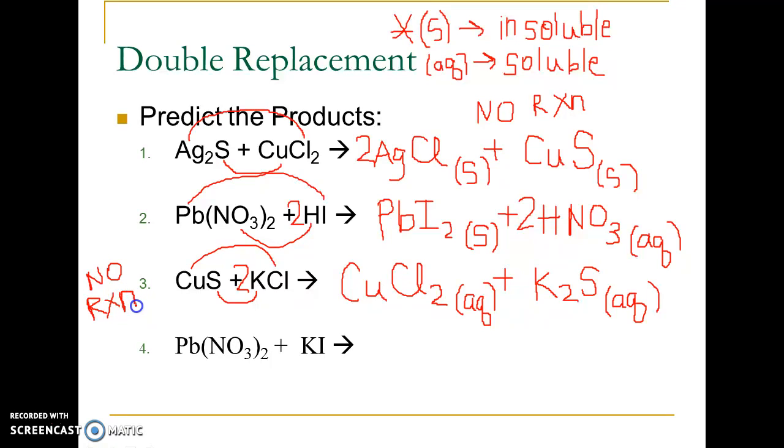I want you to do number 4. And when you do number 4, I want you to email me your answers. So predict your product, balance the equation, and then determine what is the aqueous product and which one is the solid product using your solubility rules. Email me with your answers.